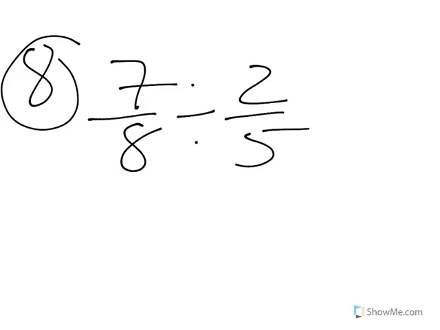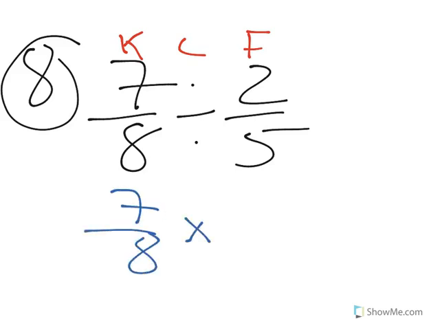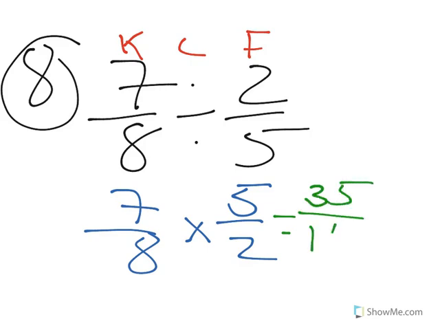Okay, for number 8, it's 7/8 divided by 2/5. So since I'm dividing fractions, I have to remember my KCF. So that will help me keep the first fraction, change division to multiplication, and flip or take the reciprocal of the second fraction. At this point, I'm just multiplying, so I can multiply straight across. I get 7 times 5 is 35. 8 times 2 is 16.